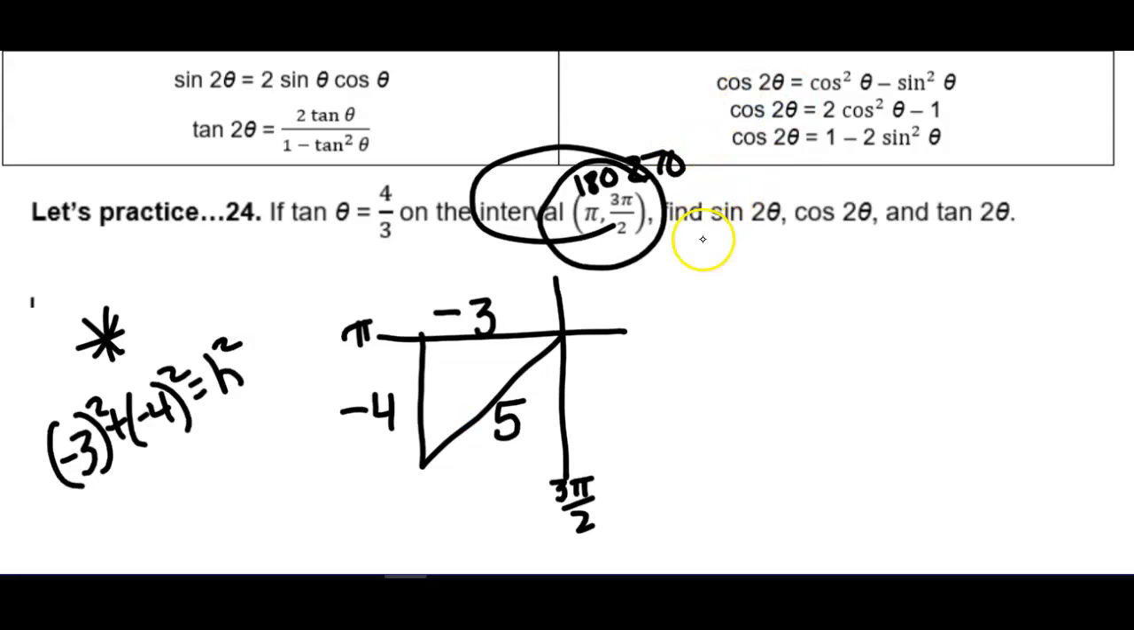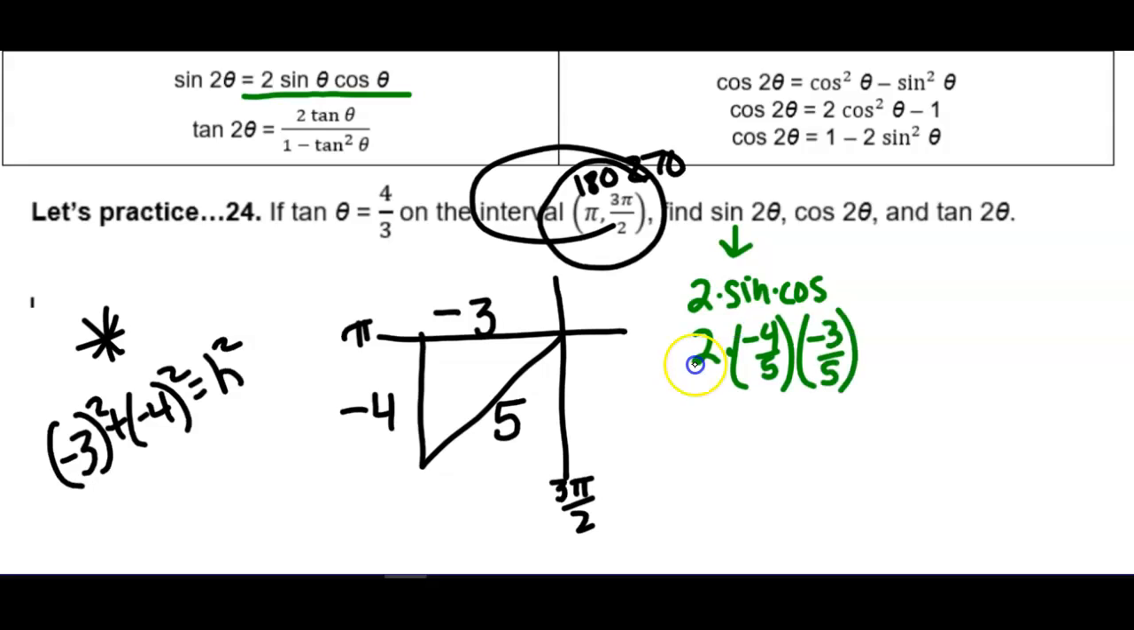This is the only one that asks you to do all 3. But sine of 2 theta is 2 times sine times cosine from right up here. So I have 2 times the sine of this triangle, which is -4/5, times the cosine, which is -3/5. So 2 times -4 times -3 is +24. And in the denominator, 1 times 5 is 25. So the sine of 2 theta is 24 over 25.